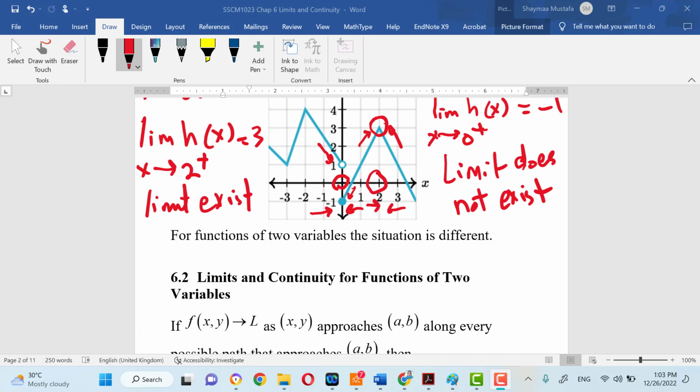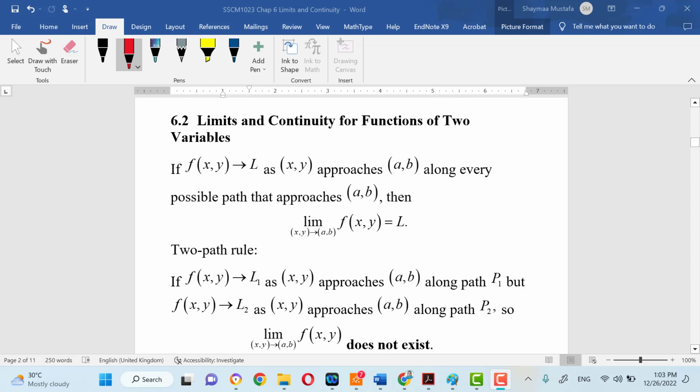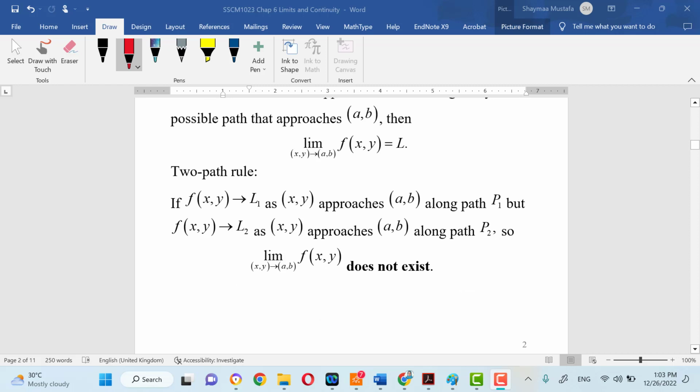For the case of one variable, we have only two paths, from the right and from the left. If they are equal, then the limit exists. If they are not equal, the limit does not exist. The same principle applies for limits and continuity of functions of two variables. You have to calculate the limit from all paths. If it is equal, then the limit is equal to L.